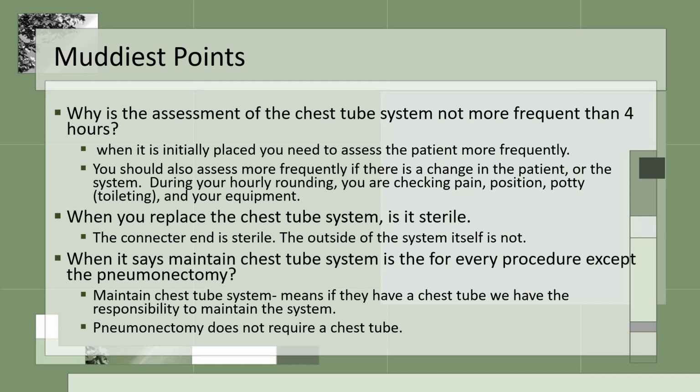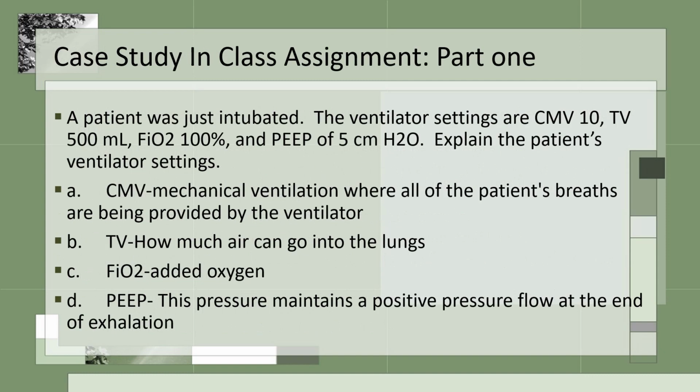When it says maintain chest tube system for every procedure, does that mean except pneumonectomy? So on page 11, it does say maintain chest tube system. That means if we have a chest tube, we have the responsibility to maintain the system. That's all that meant in your notes. And of course, the pneumonectomy does not require a chest tube because it's all the way sutured off from the main airway.